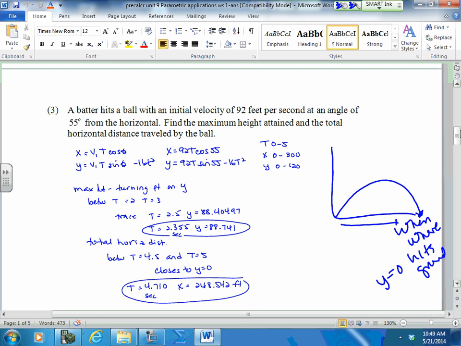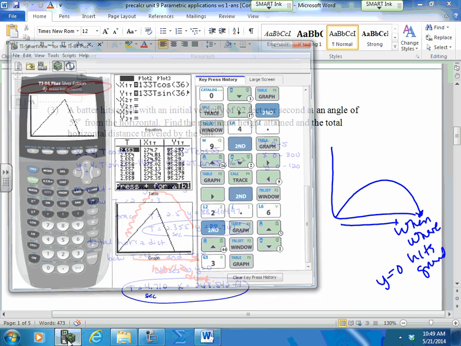Again, adjust your settings here. And your maximum height, I personally would do your when and where first. Isn't your maximum height, because this is symmetrical from the 0, exactly halfway through? So find your when it hits the ground. Then to find your maximum height, take that time and divide it in half. Let's take a look at this.